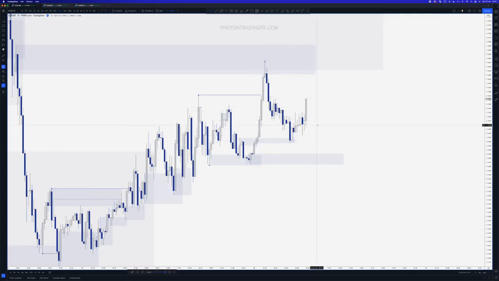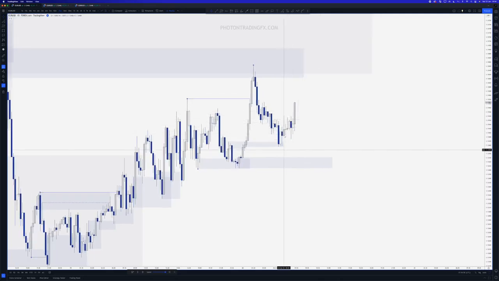Okay, cool. Maybe didn't get an entry within here. It's all pretty weak. Doesn't matter. It's not even London open yet. Don't get FOMO if you start to see the move. Just chill out. Wait for something clear to happen.